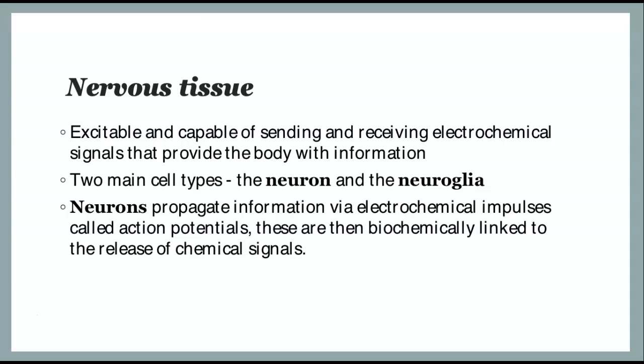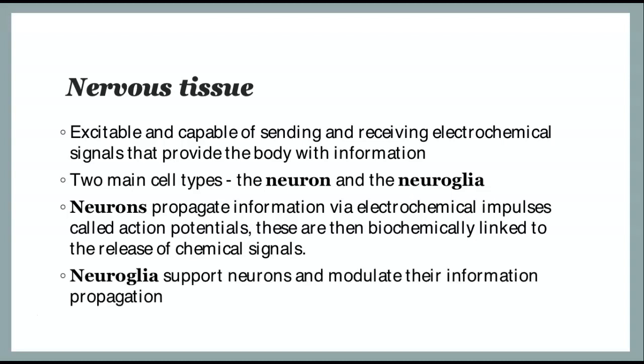And so really, it's like what you'll see when I show you what a neuron looks like. It's these electrical impulses that travel down a neuron and then are linked to the release of chemicals. It's really, really interesting. Then the neuroglia, we'll talk about at the end here, they support neurons and they modulate their information propagation. And a lot of new research is determining exactly what neuroglia do.